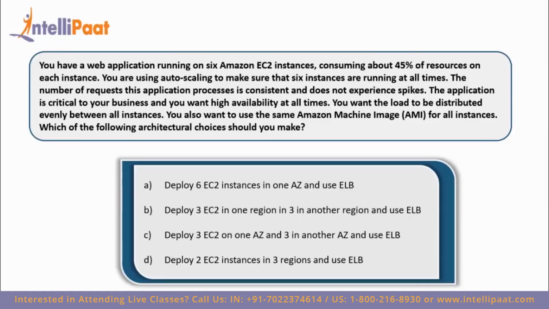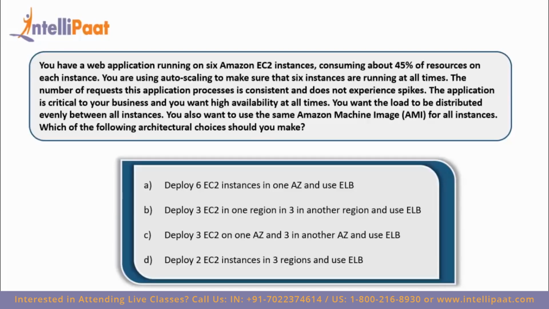Alright, so this is a very interesting question. So basically, you want to run 6 Amazon EC2 instances, and they should be highly available in nature, and they would be using an AMI, of course, because they are auto-scaled. So which among the following would you choose?